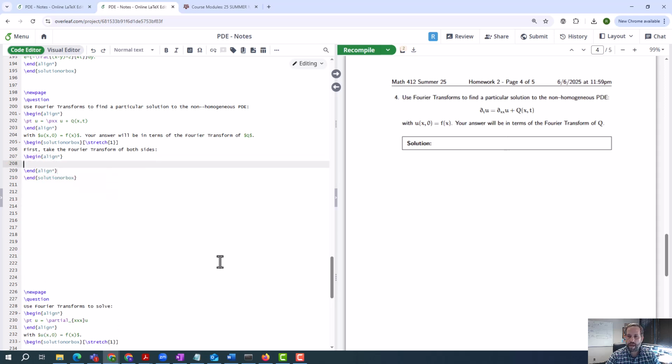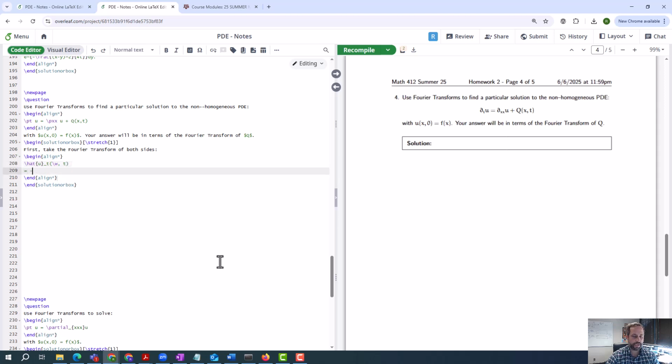Okay, so when we take the Fourier transform, we're going to get this on the left-hand side. On the right-hand side is going to be minus omega squared u hat of omega, t. And then it's just going to be the Fourier transform of q. We don't know what the Fourier transform of q is. It's just whatever it is. That's why I say here your answer will be in terms of the Fourier transform of q. Okay, so let's just see what we got here.